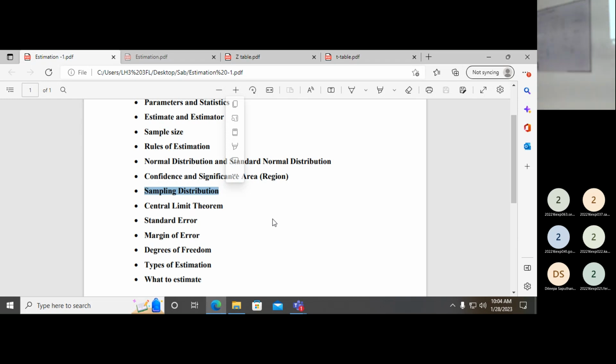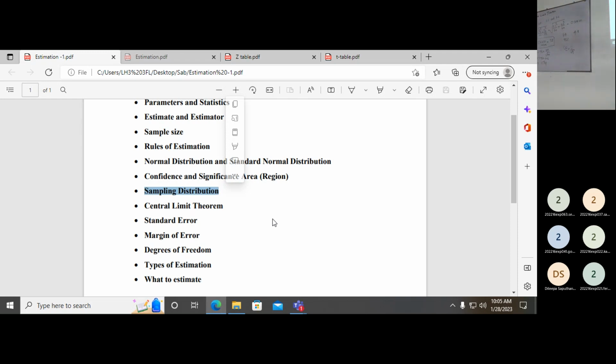Multiply 1.96 by 0.6. 1.96 multiplied by 0.6 is 1.176. That is my margin of error. Clear? That's the way we take the margin of error.